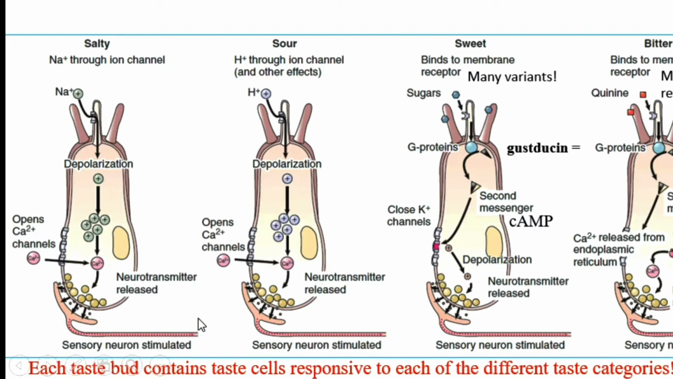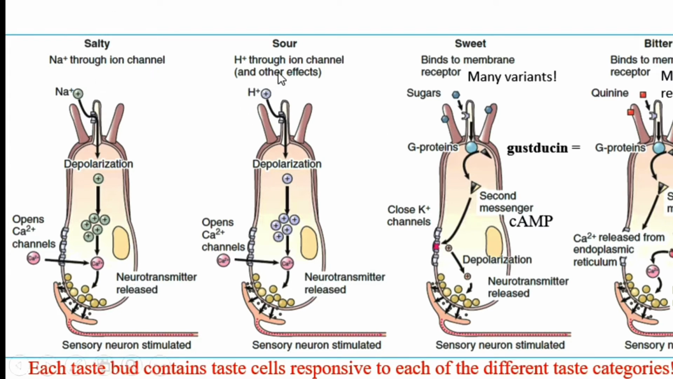If there is a voltage-regulated sodium channel here, which is regulated by voltage, it will open and lots of sodium will come inside the cell. The depolarization is high and has reached the threshold level, so an action potential happens, and the taste signal goes to the brain and tells it, okay, here was salty. So this was about salty.